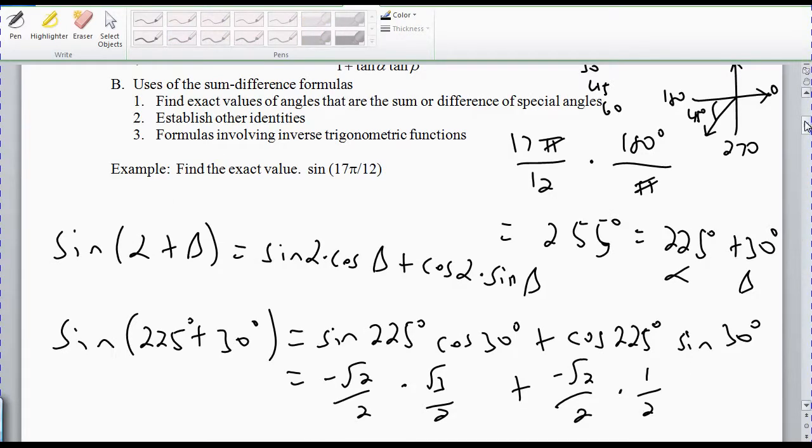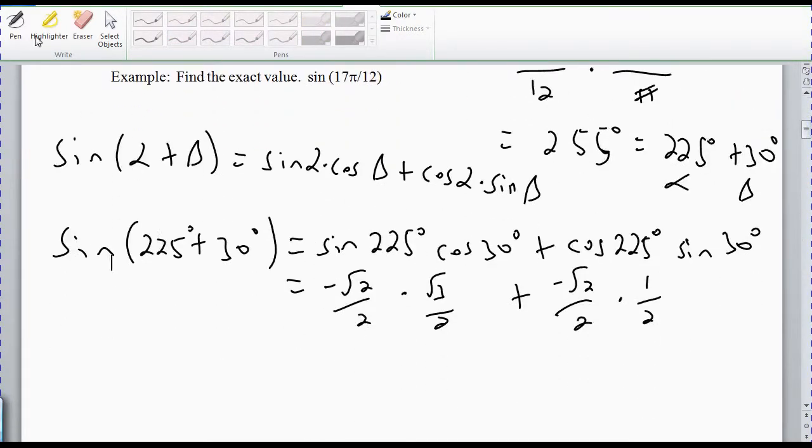And now what we're going to do is clean this up, and we'll be done. So negative square root of 2 times square root of 3 is negative square root of 6 over 2 times 2 is 4. You only keep the denominator when you're adding and subtracting. When you multiply, you multiply the denominators also. Plus negative 2 times 1 is negative 2 over 2 times 2 is 4.